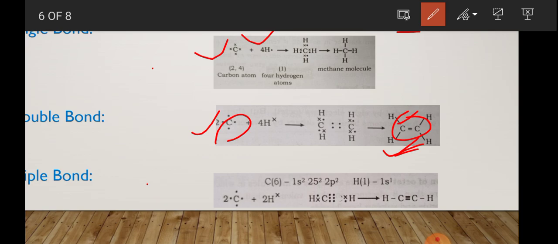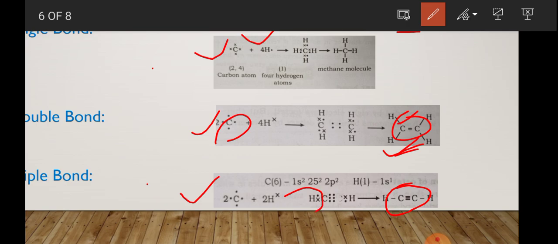Here, 3 horizontal lines between the two atoms denote a triple bond. For example, formation of ethyne molecule. In ethyne molecule, each carbon satisfies one of its valencies by sharing one electron pair with one hydrogen.